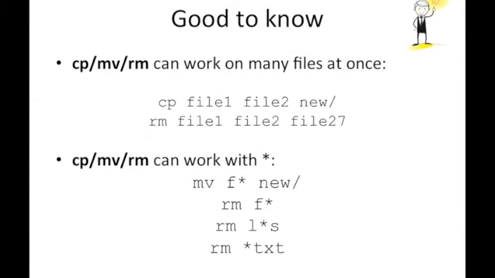Because the extreme is just saying rm star, or better, rm -r star. That removes all the directories and all the files in the current directory, which is kind of dangerous. So if you're using the star, be sure that you know exactly what you want to remove. Here we will remove all the files which start with F. Here we will remove all the files which start with L and end with S. And here we will remove all the files which are txt files, which end with txt. And as I said, you can do just rm and the star, or rm -r star, which will remove everything.